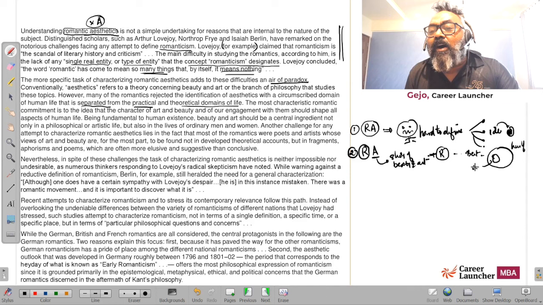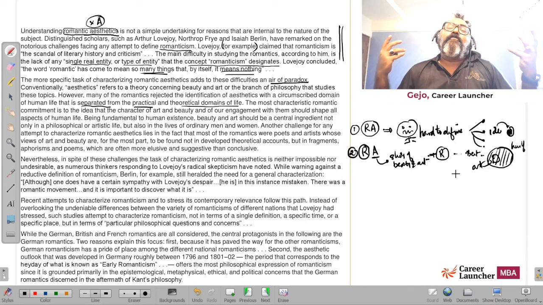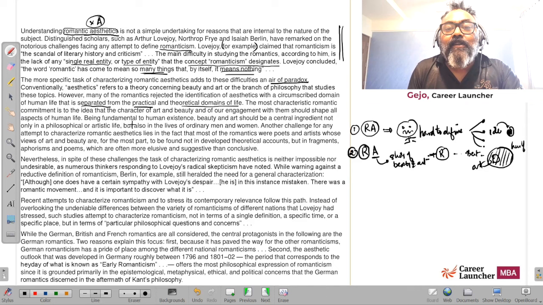The beauty is there everywhere. Theoretical, practical, not just art and stuff, beauty. There is romanticism in preparation of cat as well. In reading comprehension passages, beauty is everywhere. And then it says, another challenge for any attempt to characterize romantic aesthetics. Now we have got a challenge.